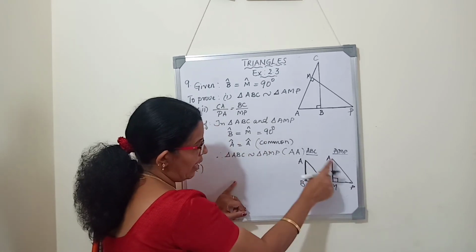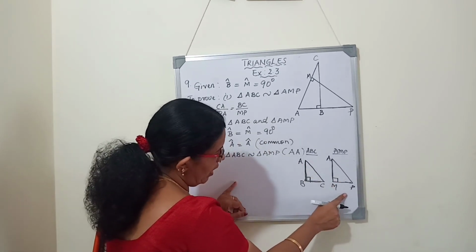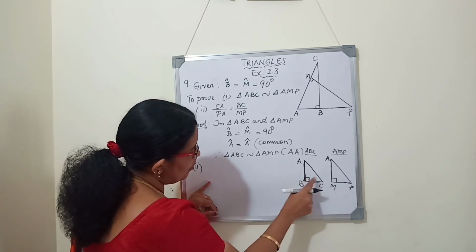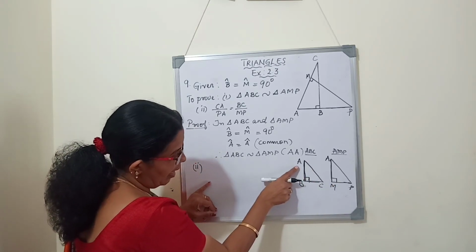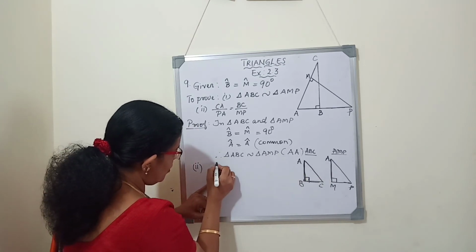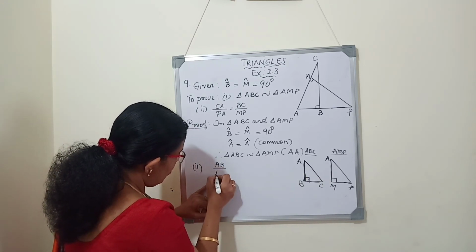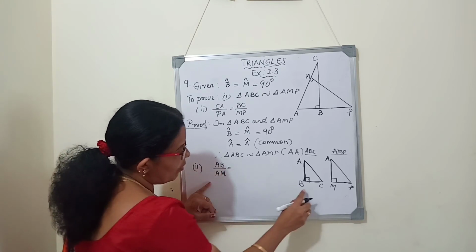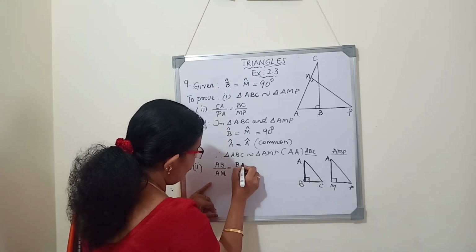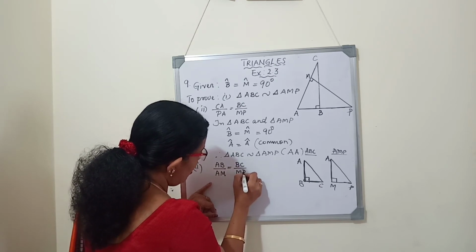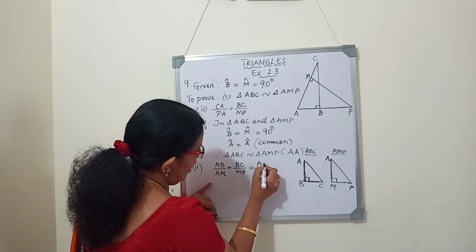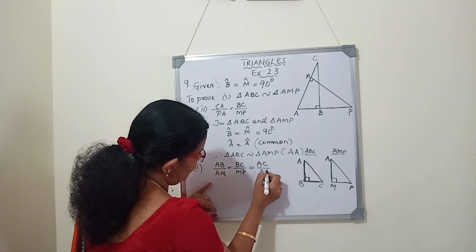If you write all the letters correctly in the correct place, we can easily write the sides ratio. So in these two triangles, we can easily say that AB and AM are the corresponding sides. So I'll write AB by AM is equal to, next side, BC corresponds to MP. So BC by MP is equal to the third corresponding side, that is the hypotenuse, AC by AP.